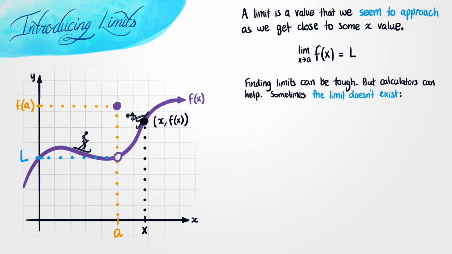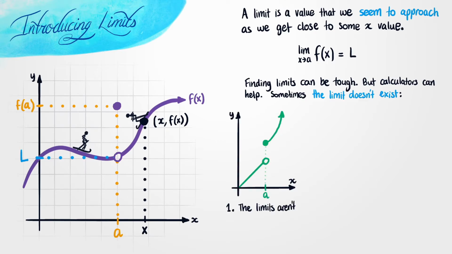So there are three main situations where a limit just can't exist. The simplest, as we've already discussed, is when both sides of the limit don't agree with each other. In this case, the limit on the left seems to approach this value, which is L minus, and from the right it seems to approach L plus.